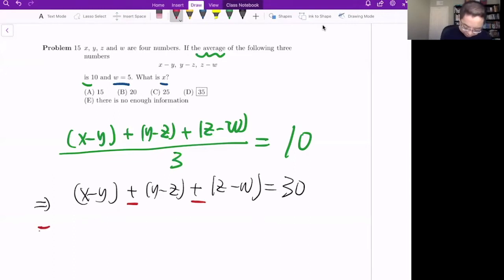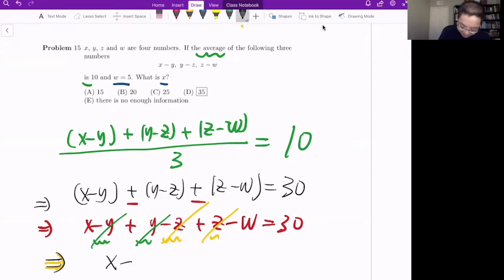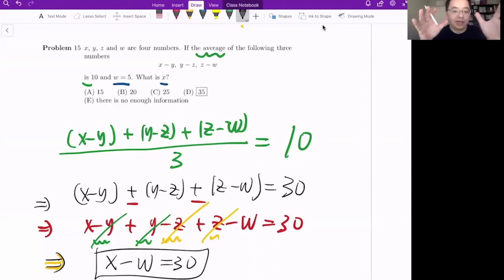So we get x minus y plus y minus z plus z minus w, and this is 30. Now we can do the cancellation, because minus y plus y cancel with each other, and minus z plus z also cancel with each other. So we end up with x minus w equals 30. So based on the information that the average is 10, and after cancellation, the difference x minus w is 30.